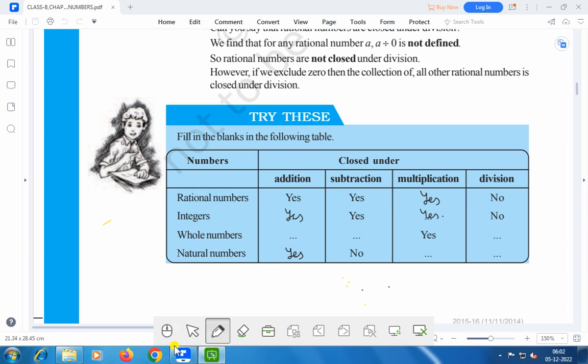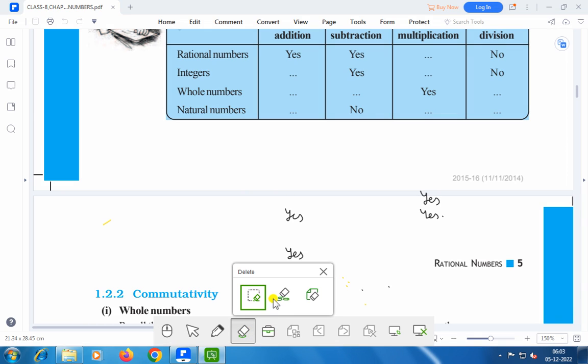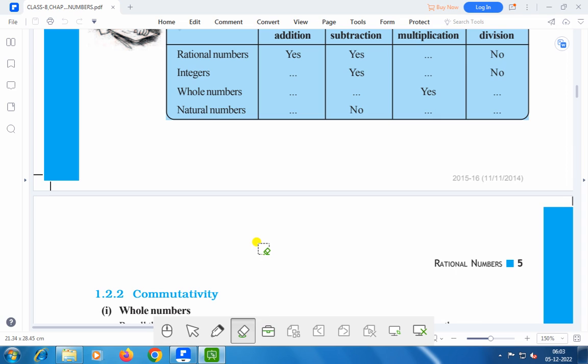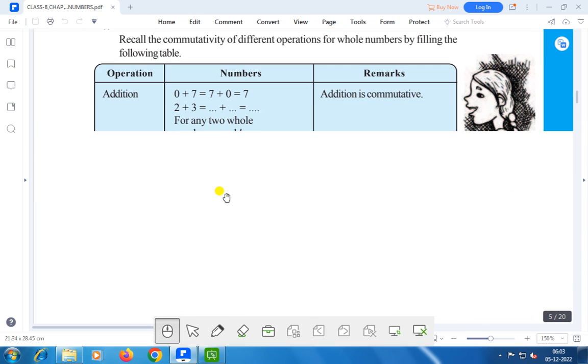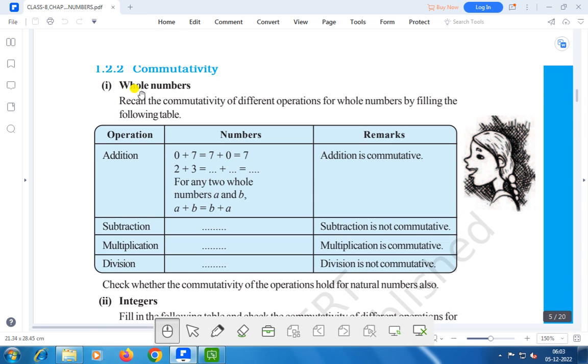We have read about the various properties of these rational numbers, right? Now let us take another property, that is the property of commutativity. Commutativity for whole numbers: recall the commutativity of different operations for whole numbers by filling the following table.